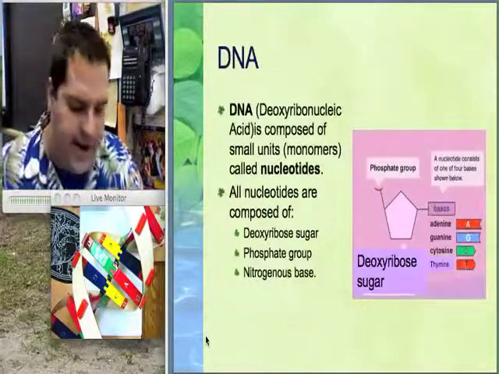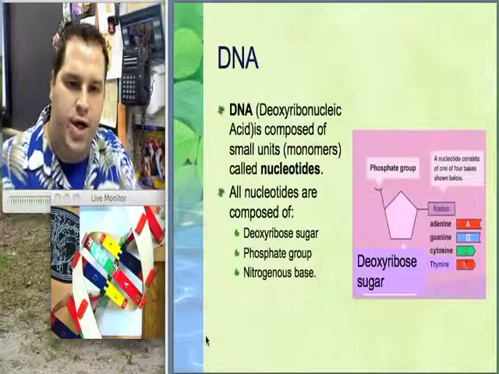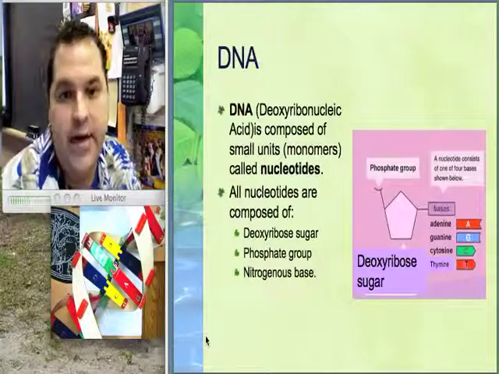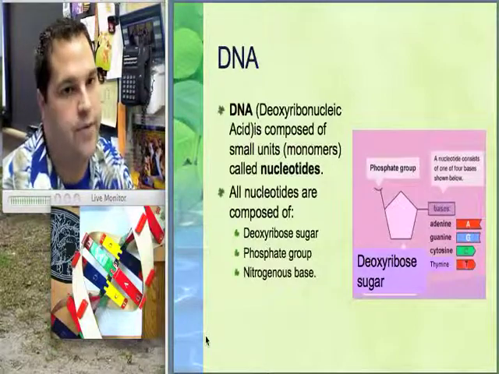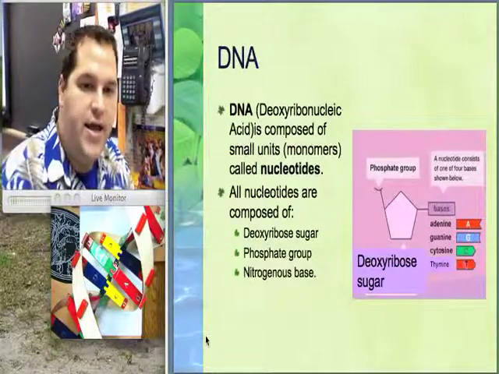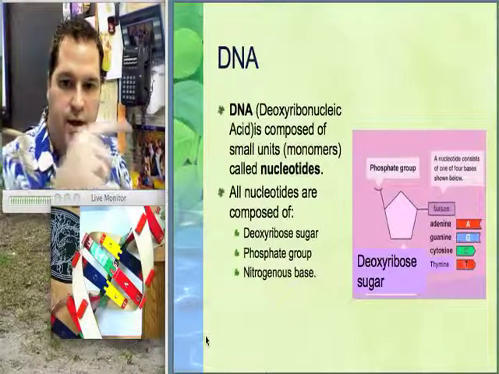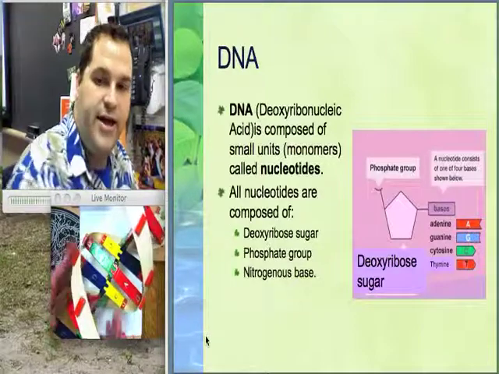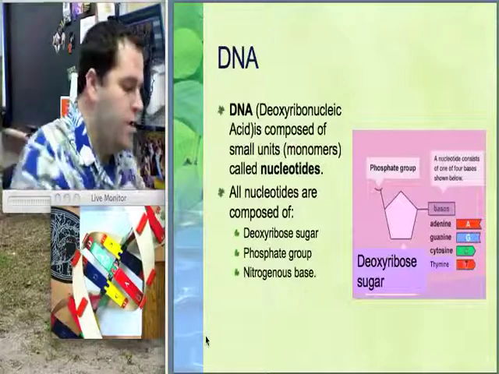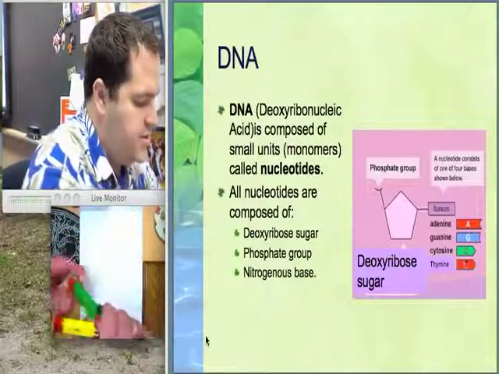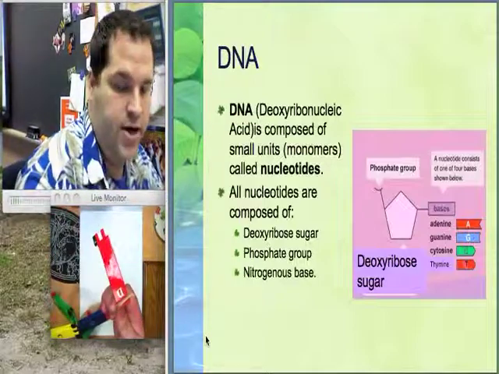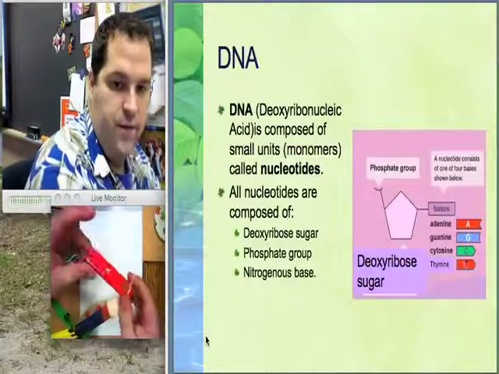So let's take a look at DNA. Well, what does it all mean? First off, DNA, or deoxyribonucleic acid, is composed of small units or monomers called nucleotides. Now, if you look on the screen over there, that's a picture of a single nucleotide. If you look at the diagram down here, this is a single nucleotide right there, okay? So let's go through and look at the different parts.